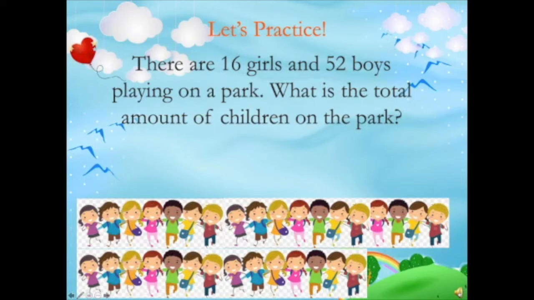Let's practice. Read along with me. There are 16 girls and 52 boys playing on a park. What is the total amount of children on the park? Do you recognize one of our words? Do you see a new word? Yes, total. Total tells us to add.